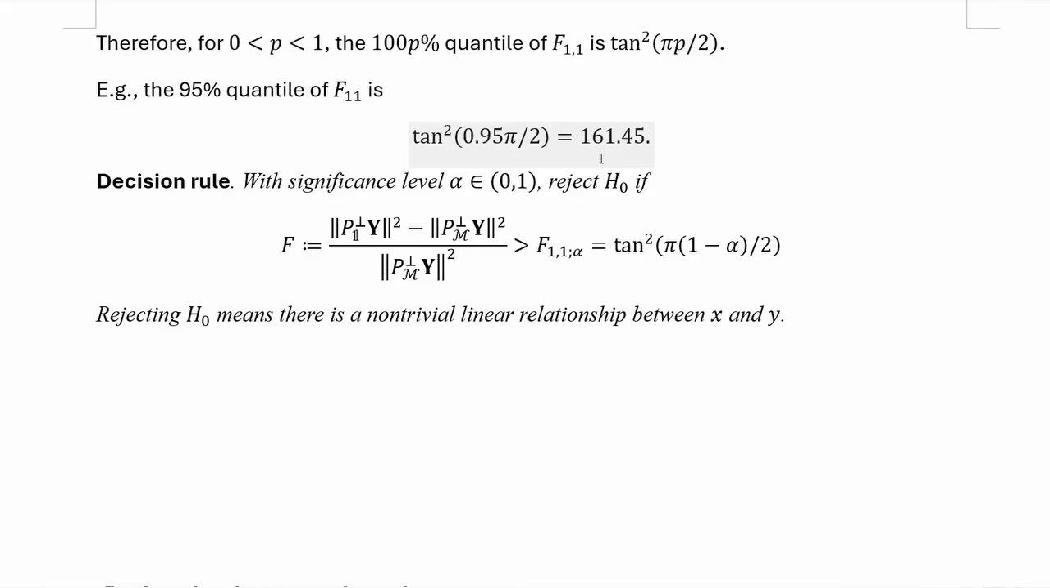So what does this mean? This gives us a decision rule. If the F score is greater than the critical value F11 at alpha level, which is the tangent of pi times 1 minus alpha over 2, squared, we reject H0. Remember, rejecting H0 means there is a non-trivial linear relationship between x and y. So if we use alpha equal to 5%, that means the difference in the sum of squares should be at least 161.45 times greater than the residual sum of squares of the full model, which is quite an extreme criterion.